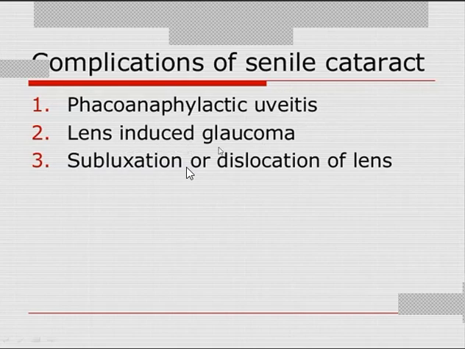And then lens induced glaucoma. I already told you that it occurs in the immature senile cataract. What will happen? The AC is shallow because of the increase in the size of the lens.